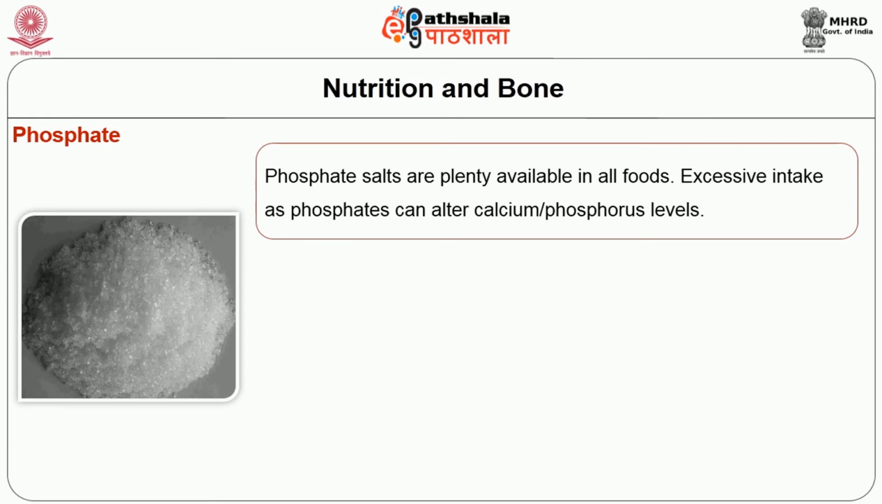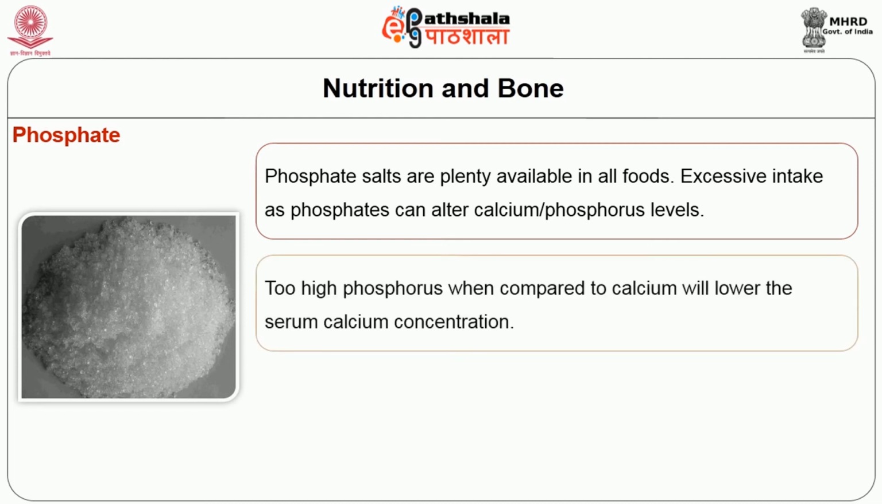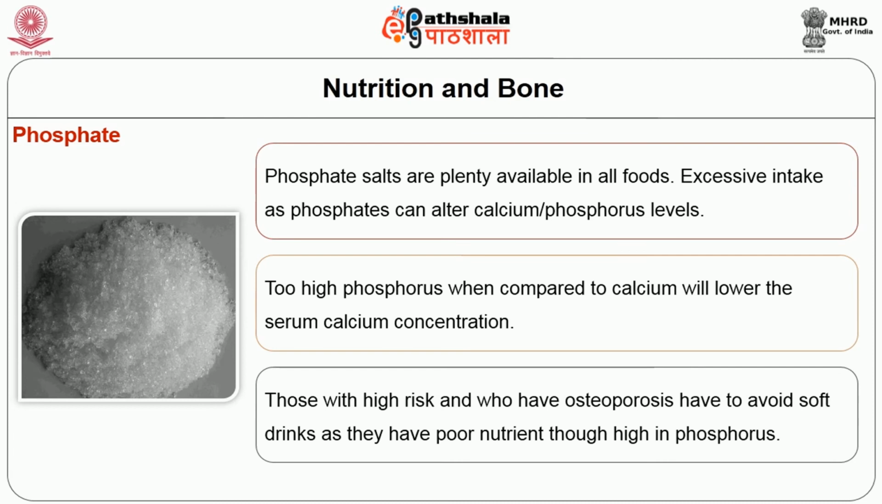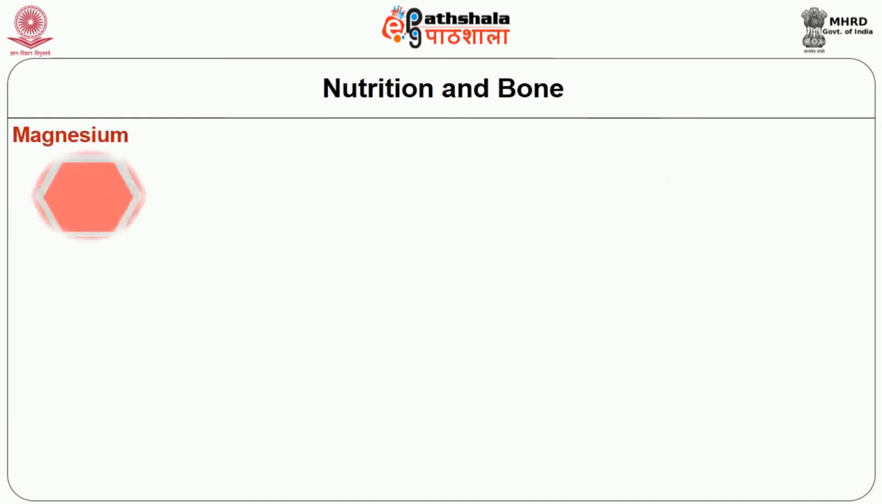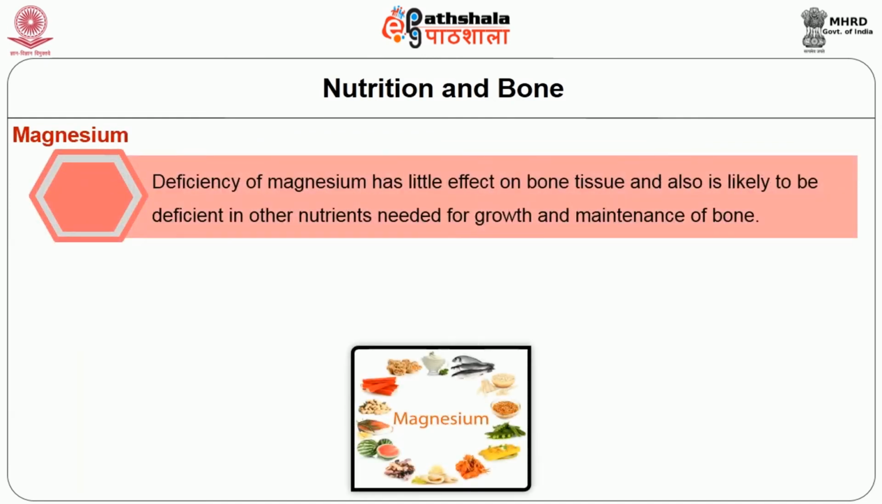The next nutrient is phosphate. Phosphates are also plentiful in almost all foods, but excessive intake can alter calcium and phosphorus levels. Too high phosphorus will lower the serum calcium concentration. Avoid soft drinks because they are poor in nutrients, though they might have high phosphorus.